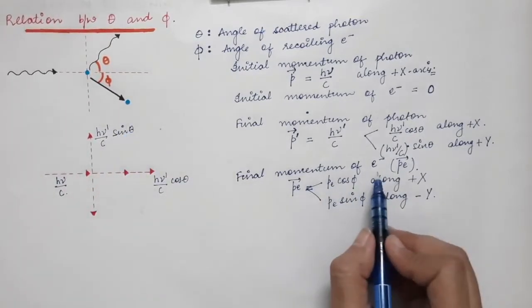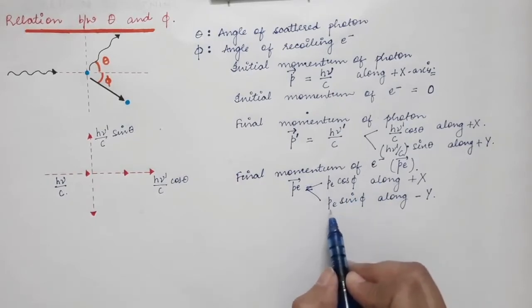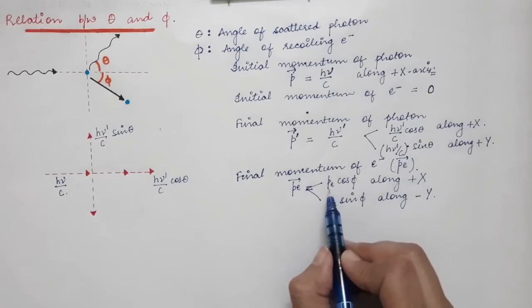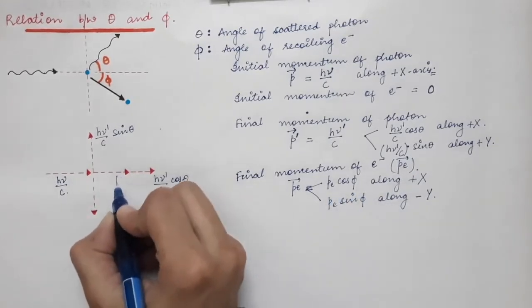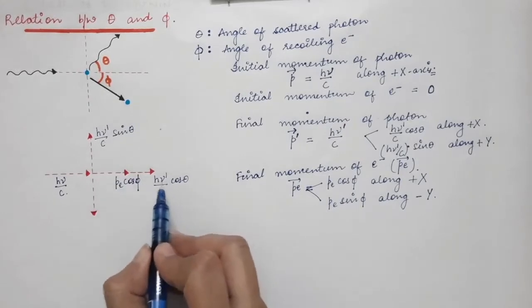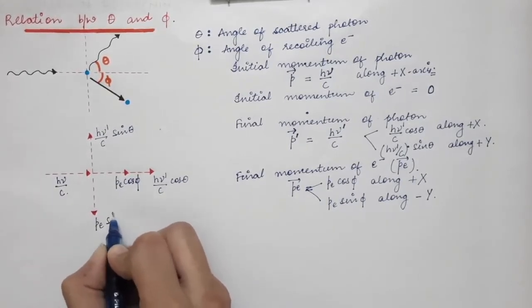Similarly, for the electron, the momentum has 2 components, Pe cos phi and Pe sin phi. So along plus x-axis we have Pe cos phi, and along negative y-axis we have Pe sin phi.